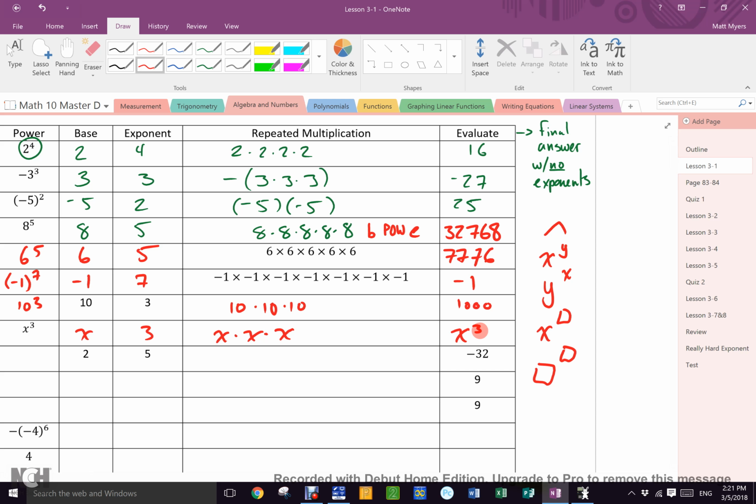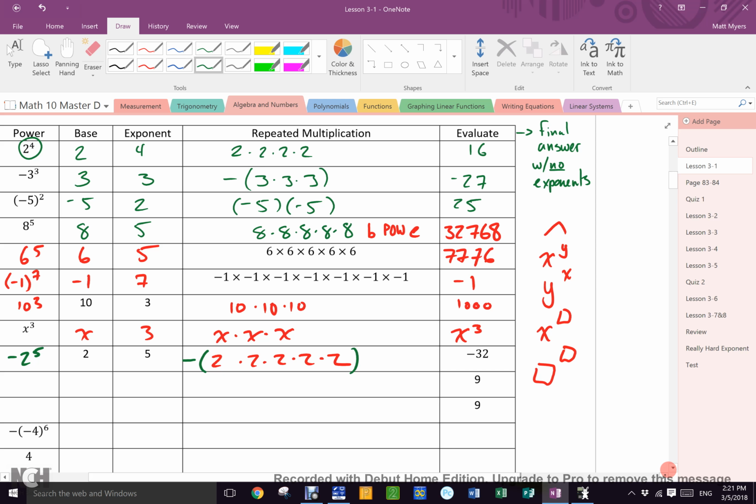2 to the 5th. Okay, that must mean I need 5 2's. Wait a minute. 5 2's? How do I get a negative? I've got to put a negative in front of it. So this must be negative, 2 to the 5th. Not negative 2 to the 5th. Does everybody understand the difference?